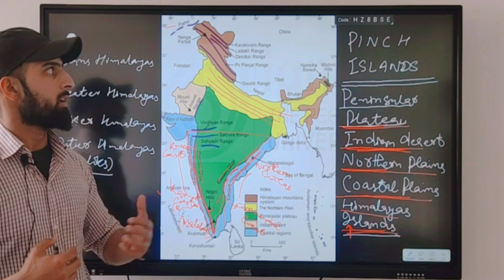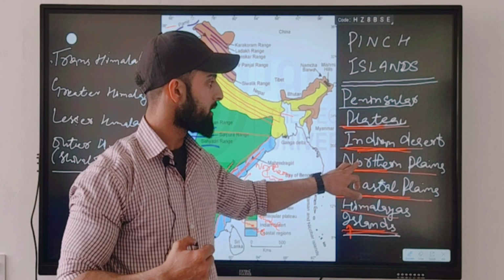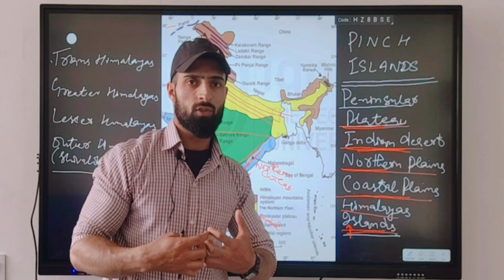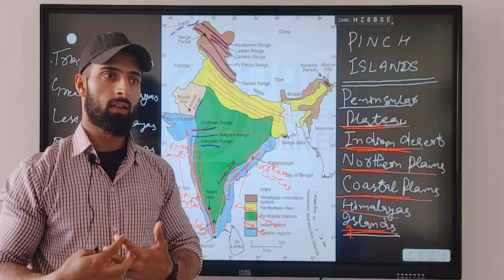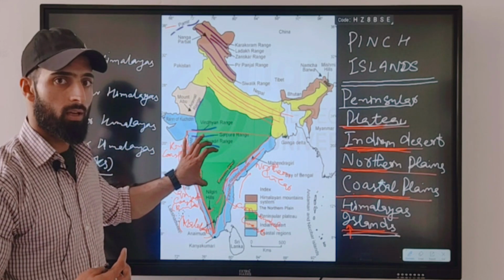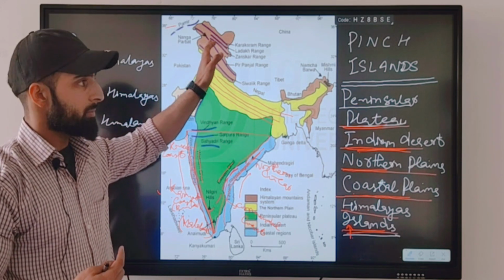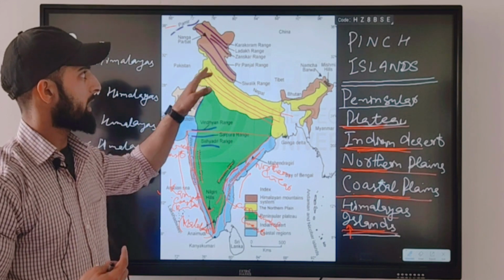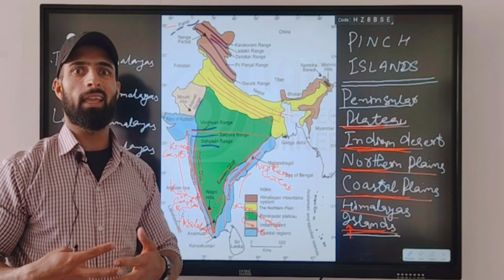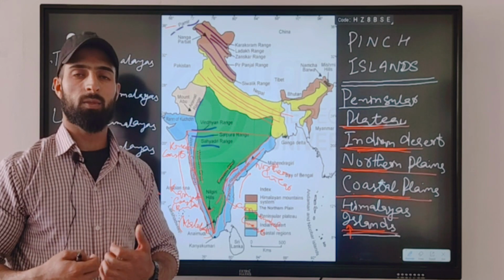Now, as we have discussed that physiographic divisions of India are peninsular plateau, Indian desert, northern plains, coastal plains, Himalayas and islands. These physiographic divisions, they complement each other. Whether it is about fishing, whether it is about ports, whether it is about minerals found in the peninsular plateau, whether it is about the agriculture, which is the primary occupation in northern plains, whether it is about the water, which is distributed by different rivers coming from the Himalayas. So these all complement each other and create a future possibility for India to have a remarkable progress as far as economic aspect is concerned.